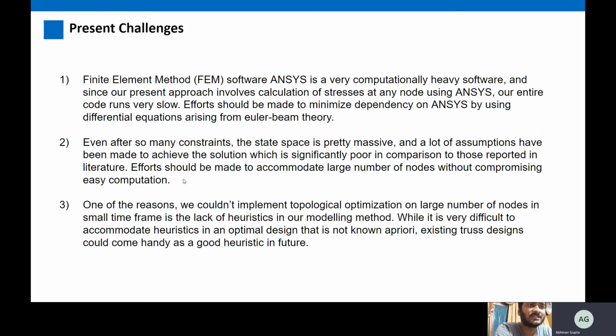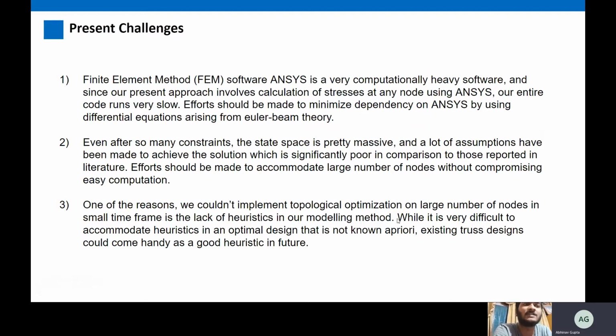Even after so many constraints, the state space is definitely pretty massive, and a lot of assumptions have been made to achieve the solution, which is significantly poor in comparison to those reported in literature. Efforts should also be made to accommodate a large number of nodes without compromising easy computation. And one of the reasons we couldn't implement topological optimization on a large number of nodes in a small time frame is the lack of heuristics in our modeling method.